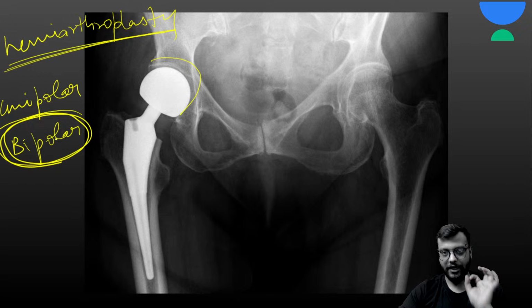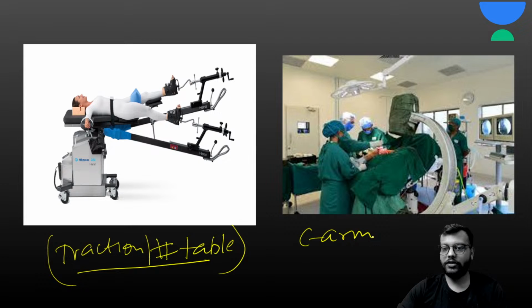This is your traction or fracture table, used generally in femur fracture surgeries to give the traction. And this is your C-arm or the IITV image intensifier machine, which is the portable X-ray machine in the operation theaters, where you can get the real-time image of what you are doing inside the operation theater.